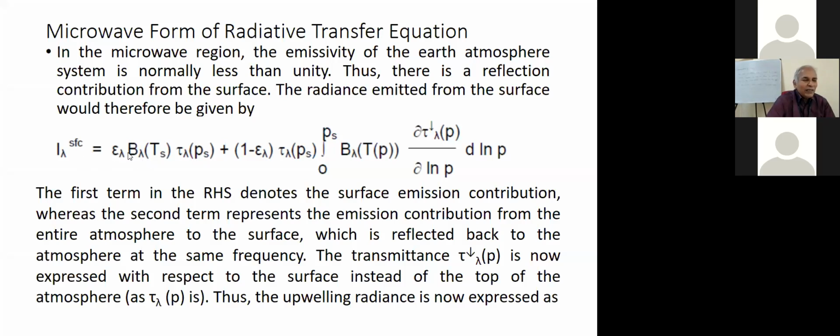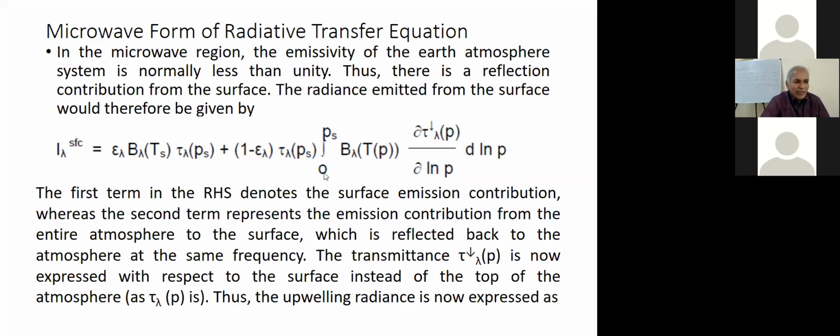And what happens is, because it's not a perfect black body, it doesn't radiate the maximum possible radiation. So that means, since emissivity is the same as absorptivity, it doesn't absorb all the radiation that is incident on it, right? So that means there is some amount of radiation that is reflected by the underlying Earth surface when it comes to microwave radiation. So this second term represents the emission contribution from the entire atmosphere to the surface.